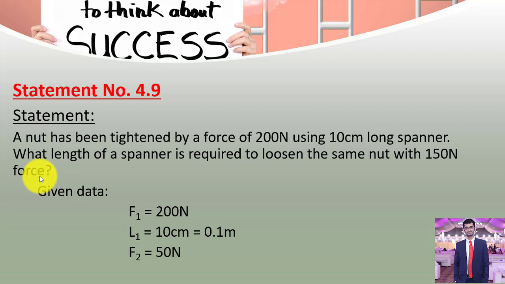Given data is the force, that is F1, is equal to 200 Newton and the length of the spanner, that is 10 centimeter. We need to convert centimeter into meter, so by dividing 10 by 100 gives us 0.1 meter. Now the second force, that is F2, is equal to 150 Newton.